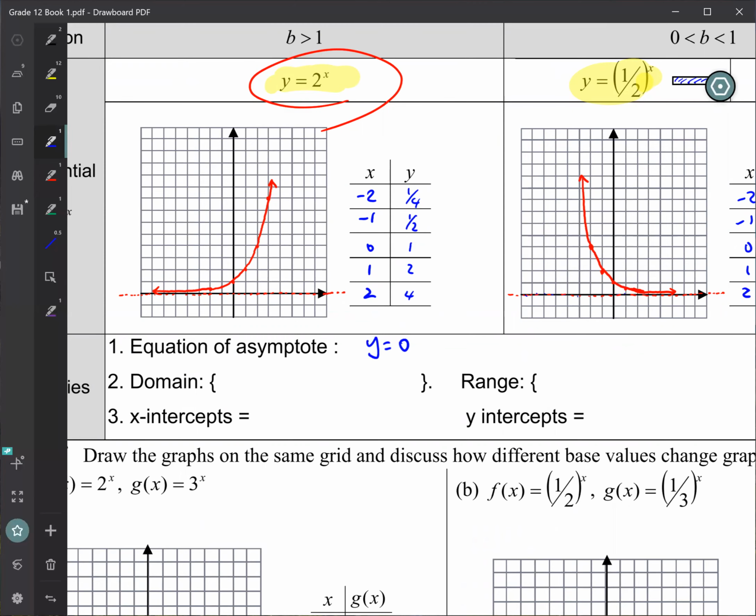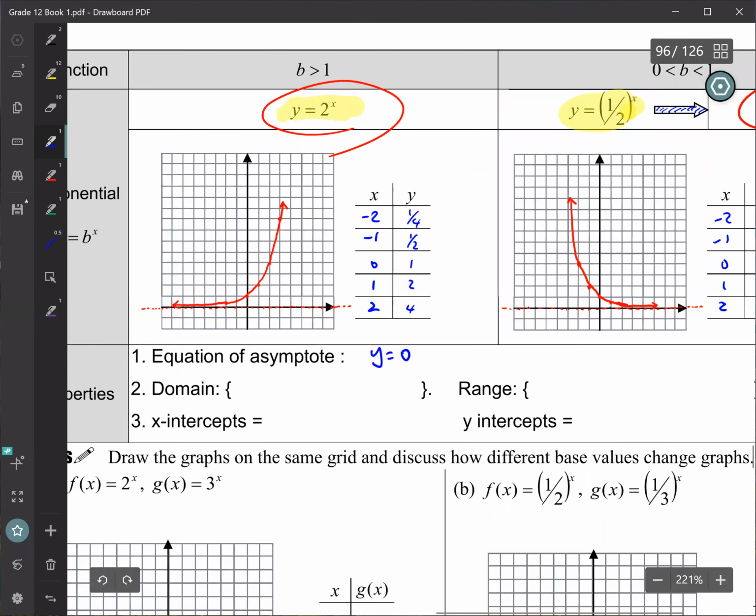And then domain, what's the domain for both of the graphs? What do you think? Eric, what's the domain for the two graphs? Is it all real numbers? Yeah, that's right. You can see from the graph, it keeps on going to the right and keeps going to the left, right? It never stops. So I can say x is an element of R, real numbers. What about the range?